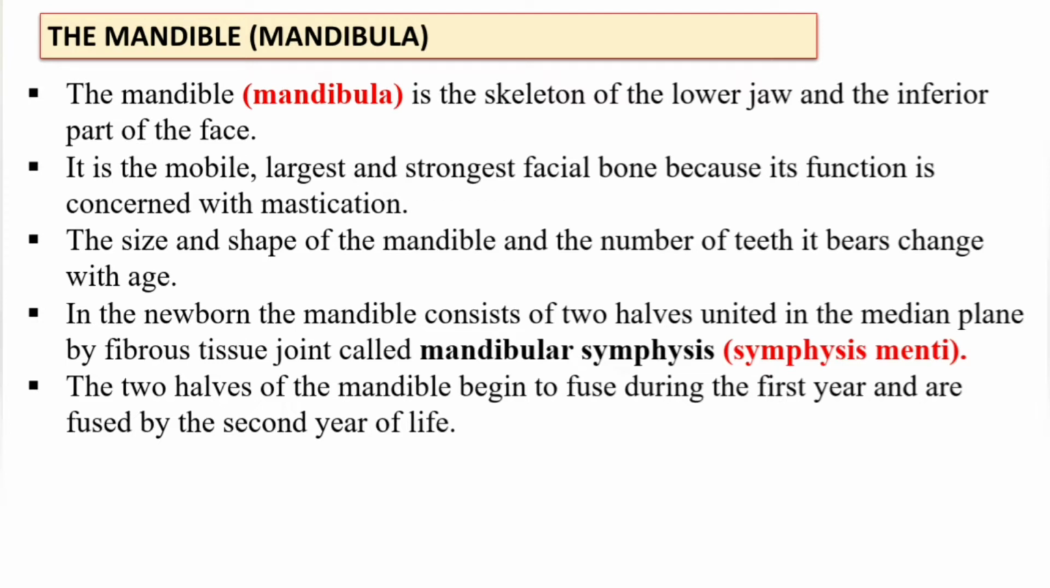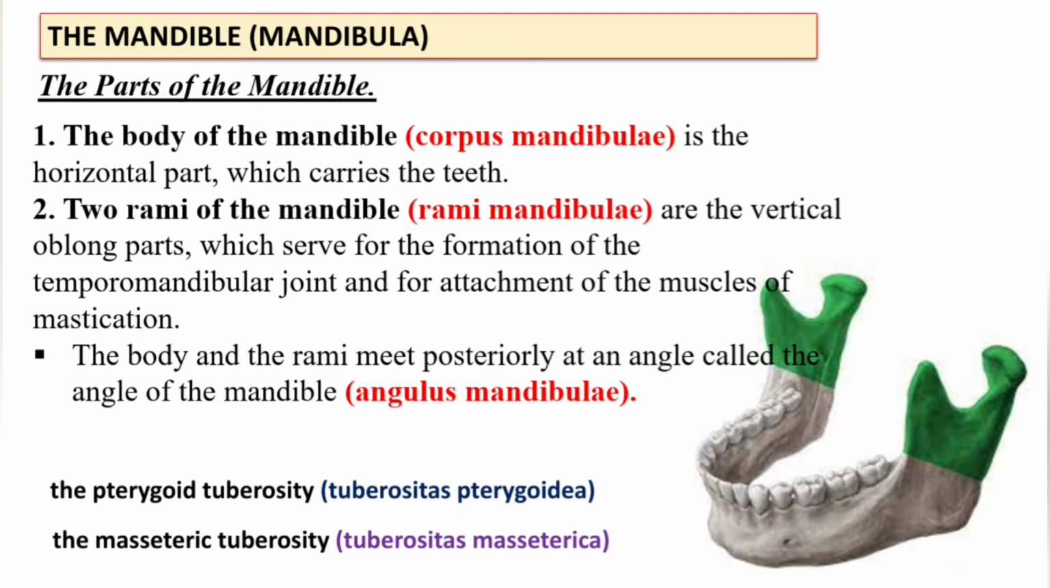Right, so parts of the mandible. The mandible has two main important parts. The body of the mandible, corpus mandibulae, is the horizontal part and carries the teeth, right? So this is the body of the mandible, the one which is not indicated in green. In green, these are the two rami, rami mandibulae. They are vertical parts which serve for the formation of the temporomandibular joint and for attachment of muscles of mastication, right?